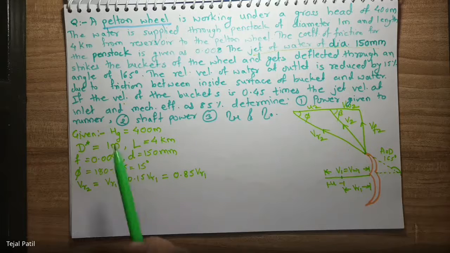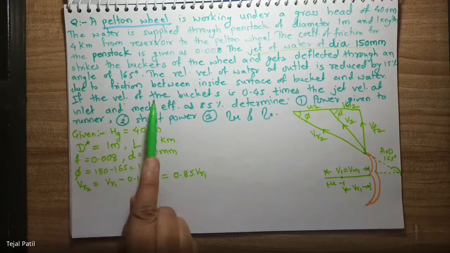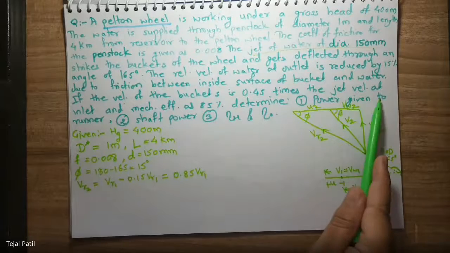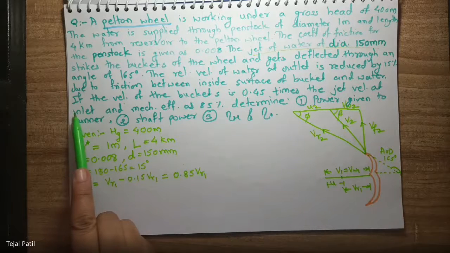Further, it is said that the velocity of the bucket is 0.45 times the jet velocity at inlet. Okay, what is meant by this?